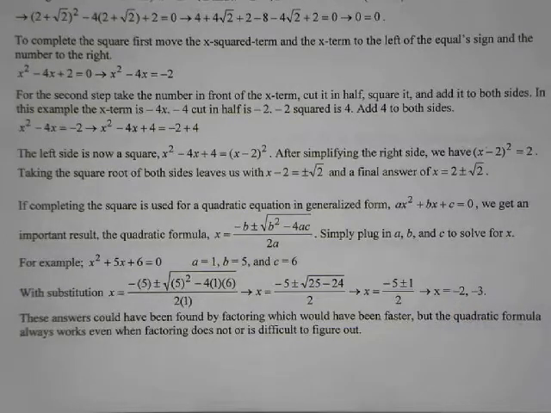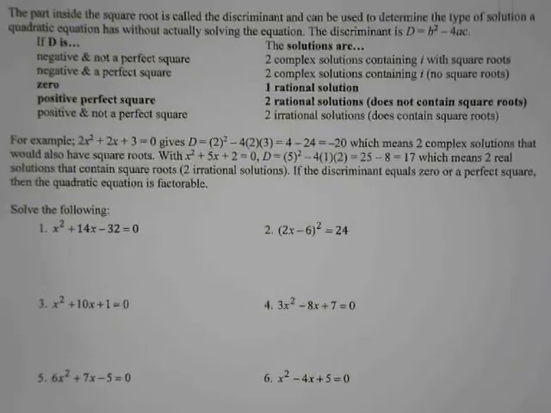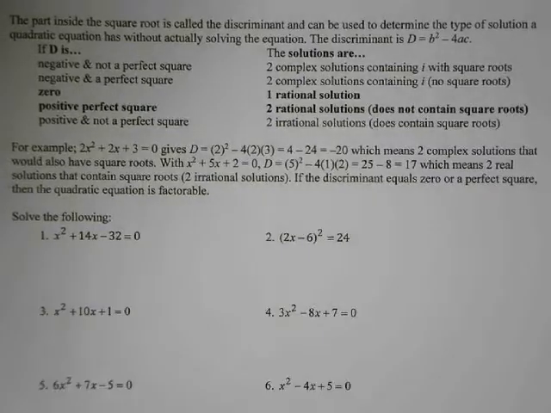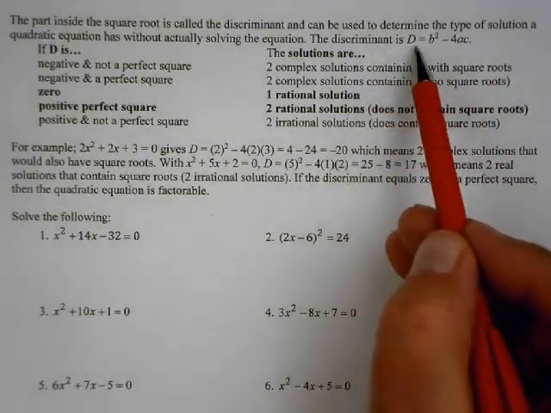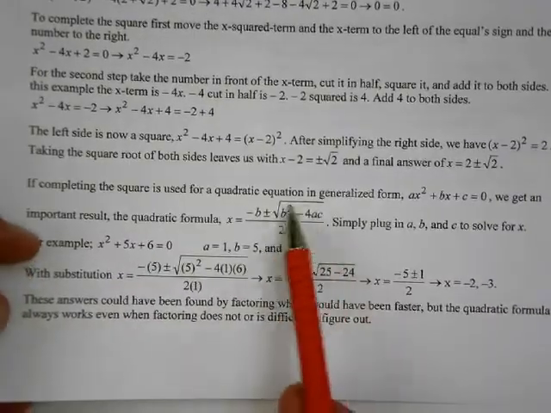Now, sometimes we don't want to go through all that work, and we want to know what kind of answer we will get from the quadratic formula without actually knowing what the specific answer is. It's kind of a quick and dirty approach to see if we're going to have any real answers or not, or if we're going to have square roots in our answers or such. And what we do is we find the discriminant, and the discriminant is d equals b squared minus 4ac, which is basically just what was inside the square root of the quadratic formula.